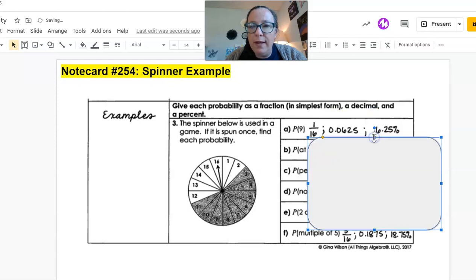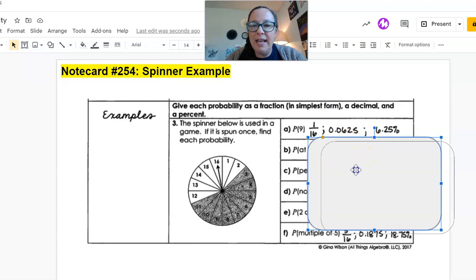Well, it would be 1 out of 16 because there's one spot that's a 9 and there's a total of 16. So that's the simple fraction. And then you type it in your calculator and you get your decimal, 0.0625. And then to get your percent, you just move the decimal place over twice and that would be 6.25%.